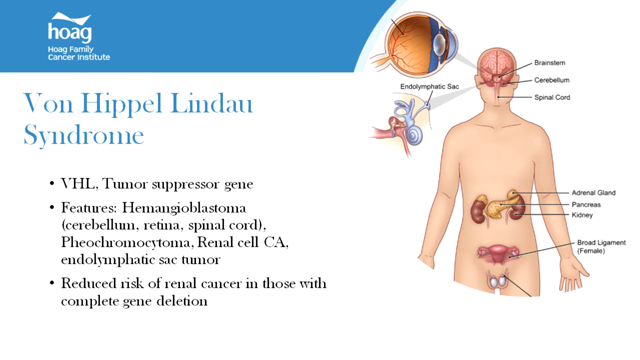Von Hippel-Lindau is another one of our classic syndromes where the gene that is at fault, or has a pathogenic variant, is VHL, which is again a tumor suppressor gene. And so you see hemangioblastoma of the cerebellum, the retina, spinal cord. Pheos are highlighted in this, renal cell cancer and endolymphatic sac tumor. That's very specific to this condition. So I'm highlighting some of the interesting parts of this. I mean, we could go on and on, but there's a reduced risk for renal cancer in those patients that have a complete gene deletion.